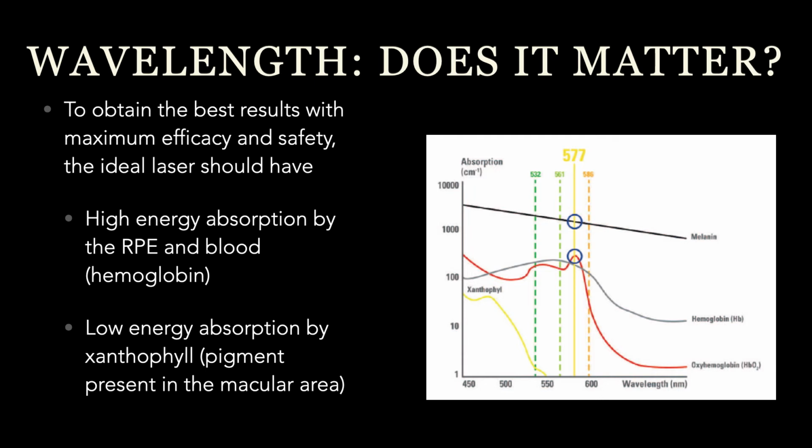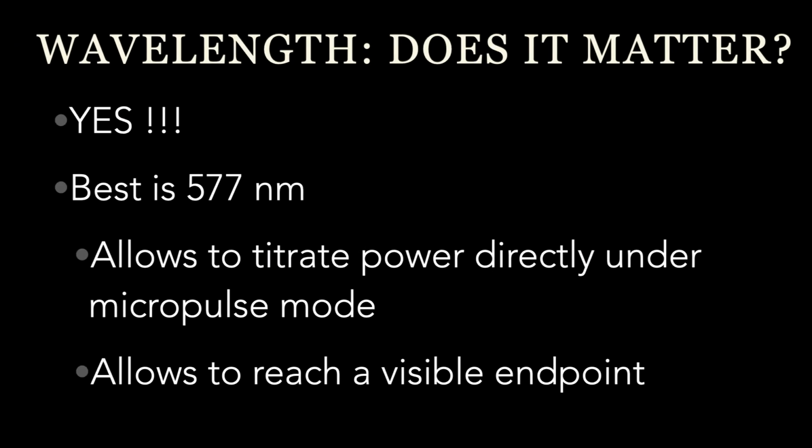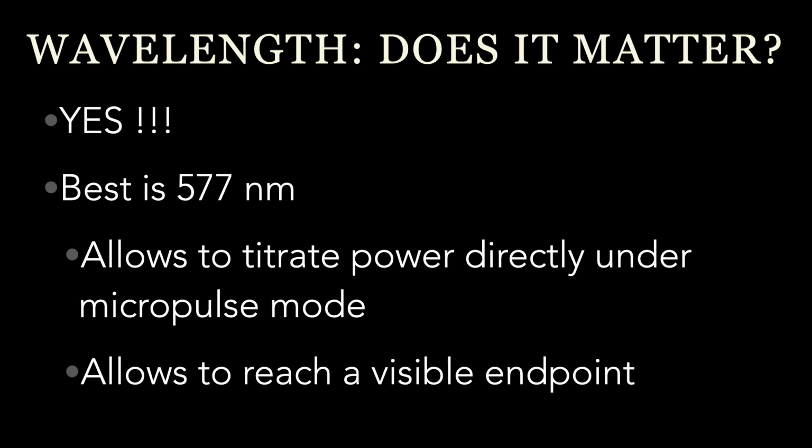The infrared lasers also do not have any impact on xanthophyll, but they are not really absorbed by the hemoglobin. So it's harder to see a visible spot with the infrared lasers. So the wavelength does matter. The best is 577, and the reasons are because it allows us to titrate power directly under the micropulse mode and allows us to reach a visible endpoint, which is difficult to use, for instance, with the 810 nanometers.